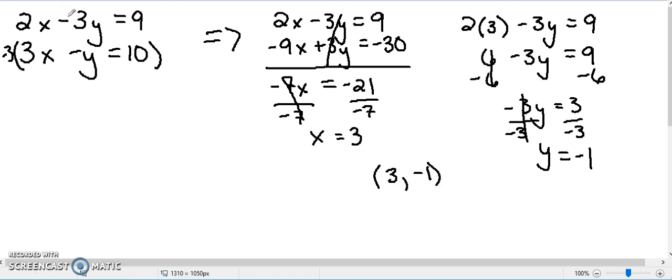And so if I were to graph both of these on the same plane, I would find that they cross at this point 3, negative 1. And that's how we use elimination. Like I say, just a quick intro.